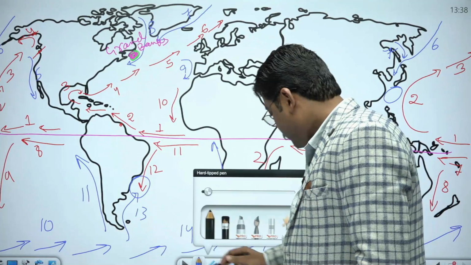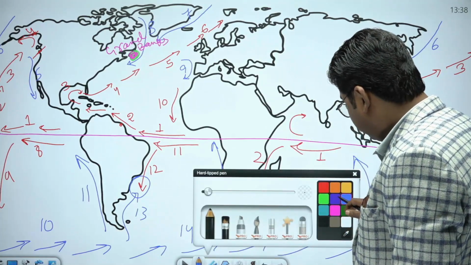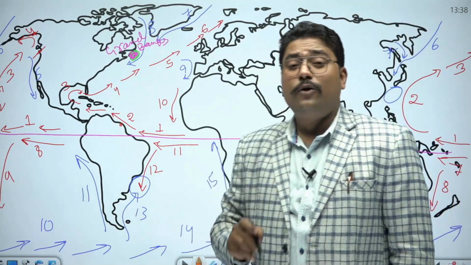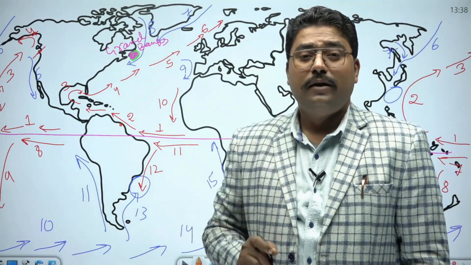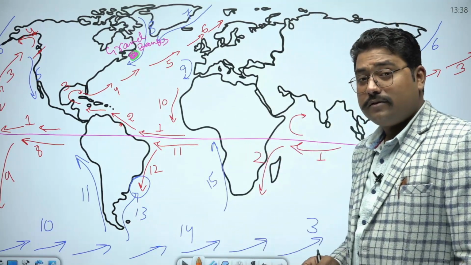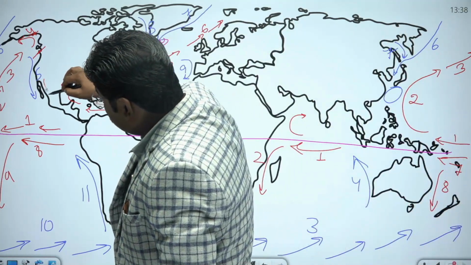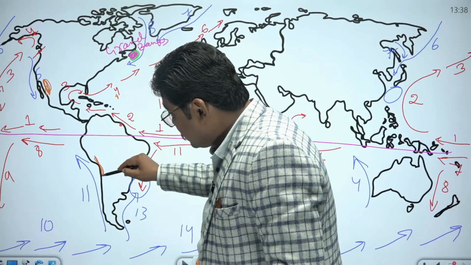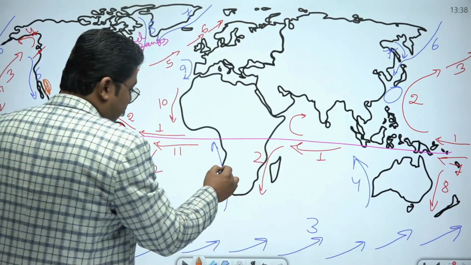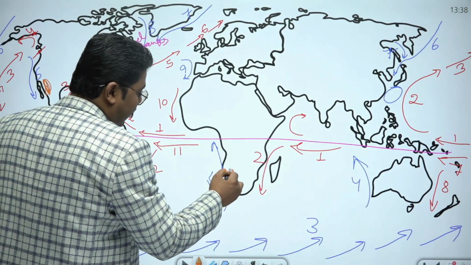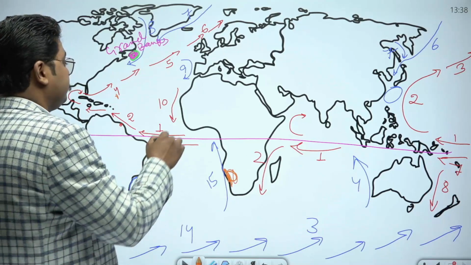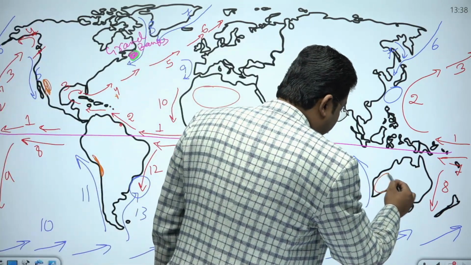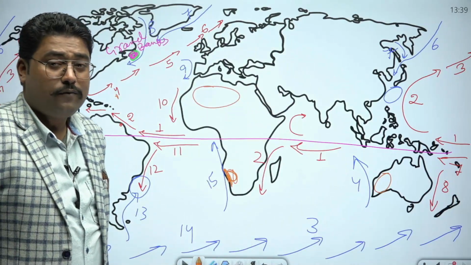Second question is, if we locate the important tropical hot deserts on the world map: Mojave and Sonoran Desert, North America; Atacama Desert, South America; Namib and Kalahari Desert, Africa; Sahara Desert, Northern Africa; Great Victoria and Great Sandy, in Australia, Western Australia.